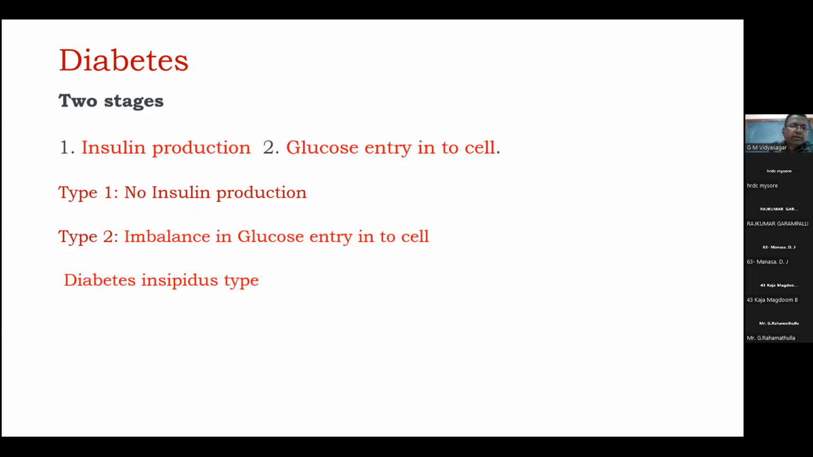Similarly, the other one, type 2, is where insulin is produced, but the insulin is not able to enter into the cell. There are several reasons here, not one or two. Even now, after 90 years, we are not in a position to understand or tell exactly that these are the reasons for this particular mechanism.